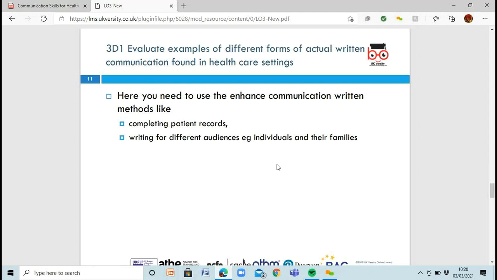And then 3D1. So all of this just flows off each other. Evaluate examples of different forms of active written communication found in healthcare settings. So you're just going to look at things like patient records, prescriptions, any letters, any emails, and you're just going to actually evaluate what they're like. You're going to tell me, why is this a good form of communication? Why is it a bad form of communication?